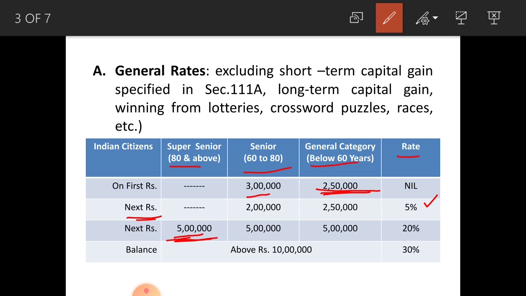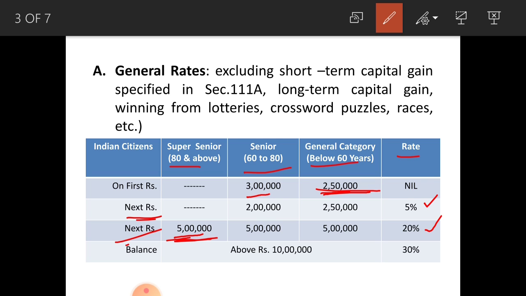And next 5 lakhs, next row, next of rupees 5 lakhs, in case of super senior citizen exempted from tax because their income is exempted from tax up to 5 lakhs rupees, and in case of a senior citizen aged between 60 to 80 years, 5 lakhs rupees, that is 5 lakhs to 10 lakhs taxable at the rate of 20%.